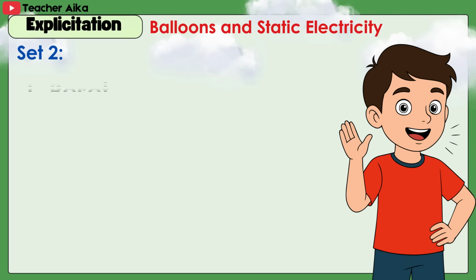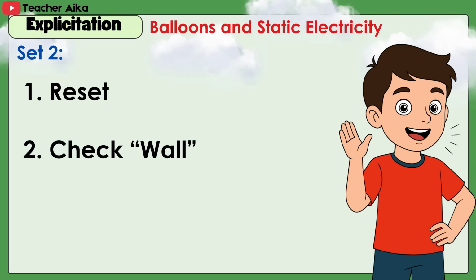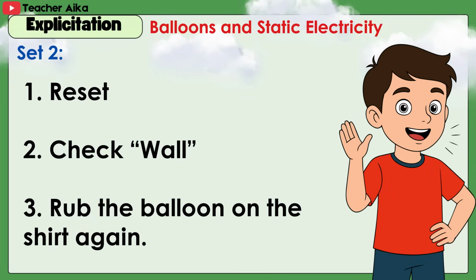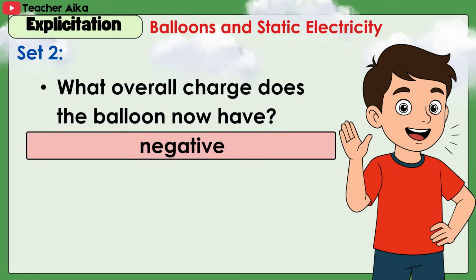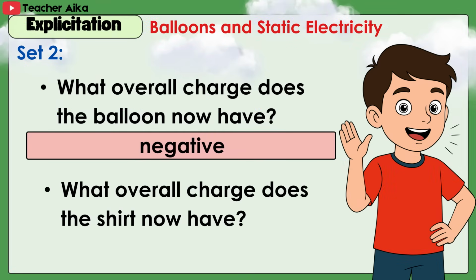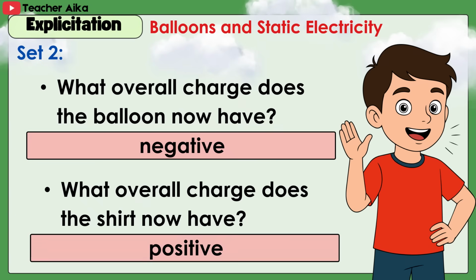Set 2. 1. Reset. 2. Check wall. 3. Rub the balloon on the shirt again. What overall charge does the balloon now have? Answer: negative. What overall charge does the shirt now have? Answer: positive.